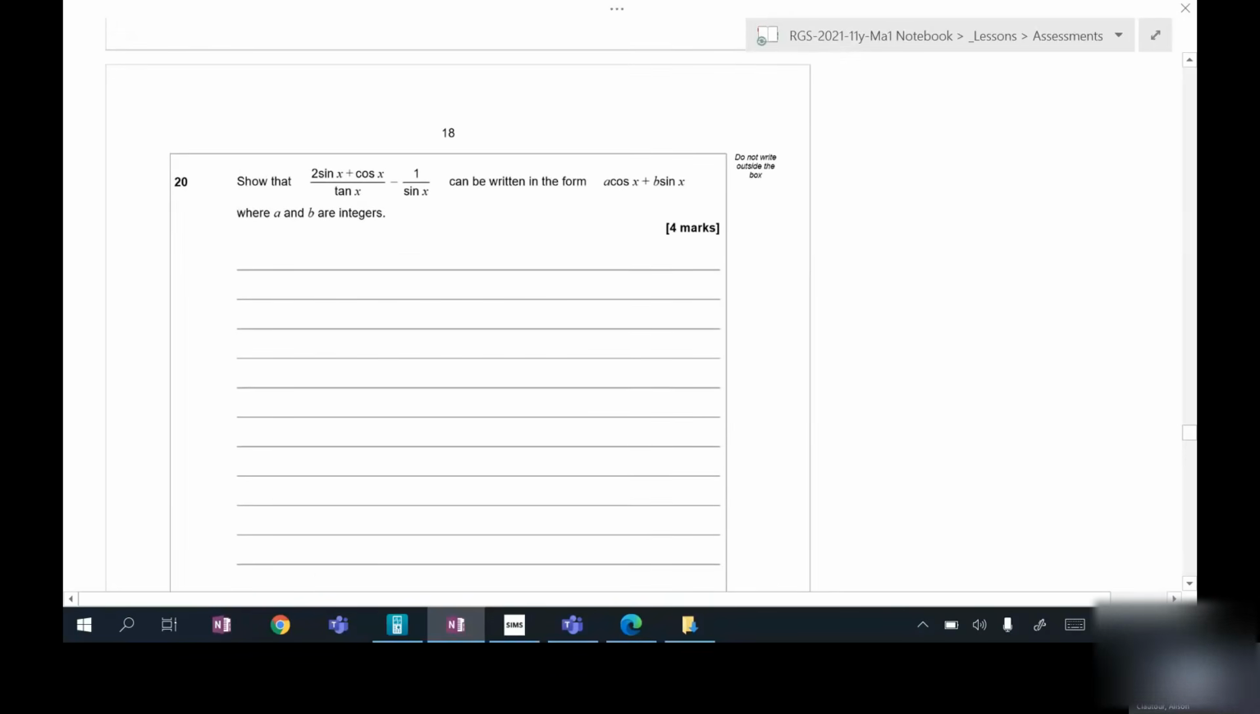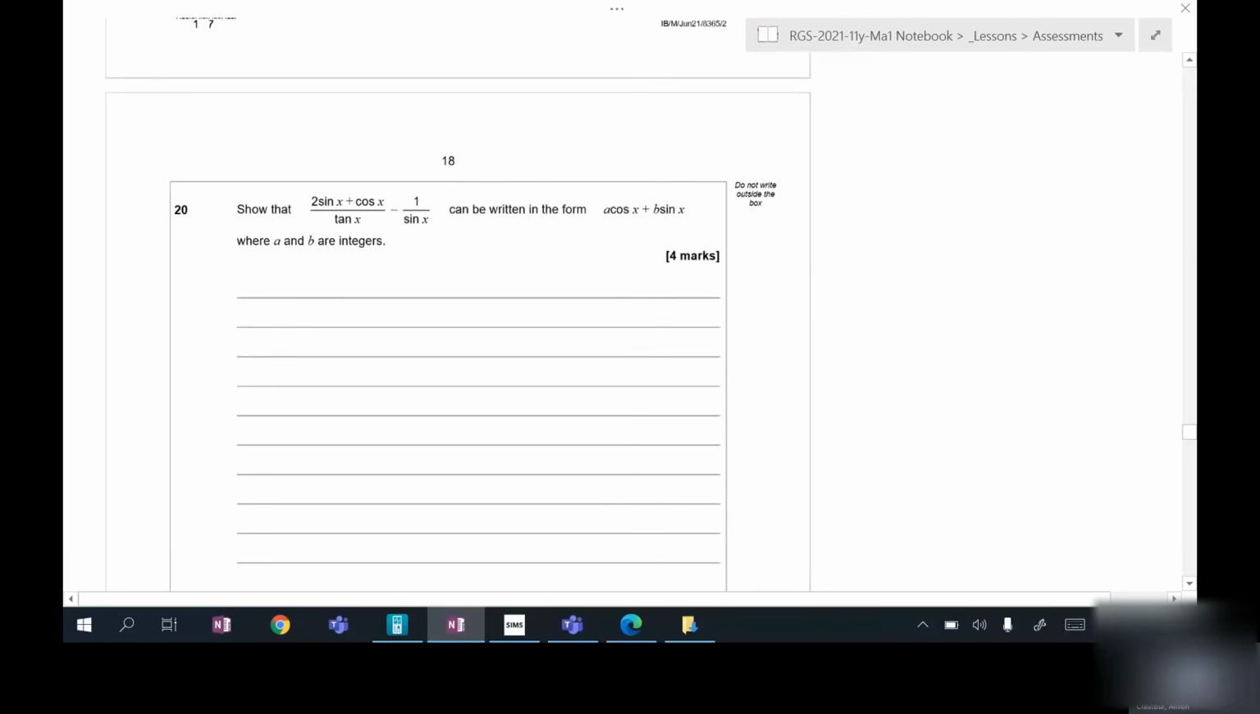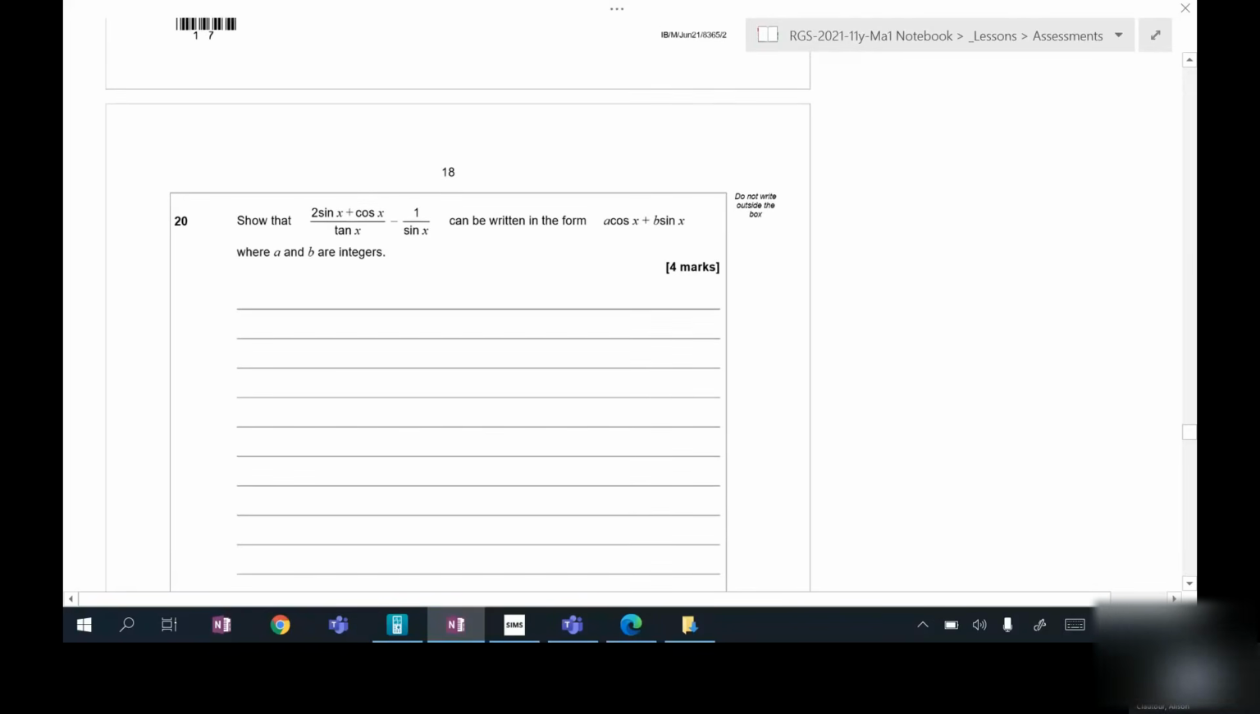Question 20 is using identities. So we need to think about anything that we can do to simplify this. If we look at what we're trying to show, this is all in terms of cos and sine, so we don't really want to have tan in there. So I'm going to replace tan x with sine x over cos x.